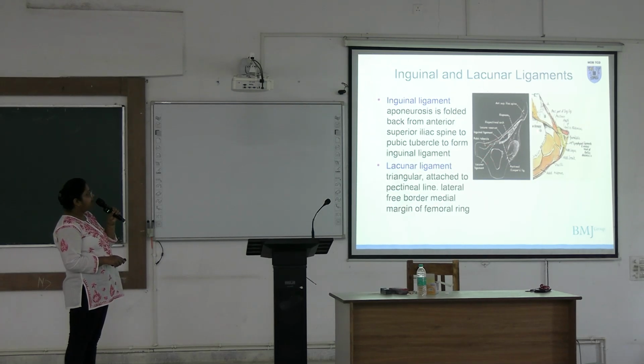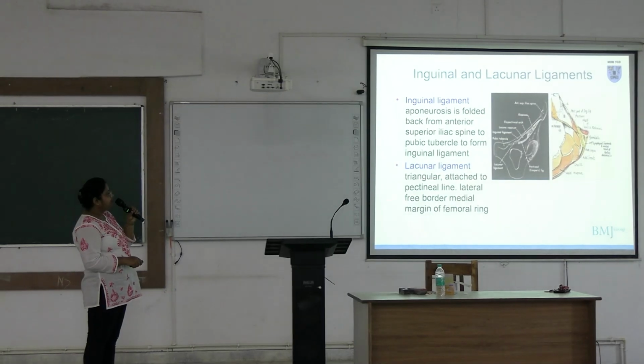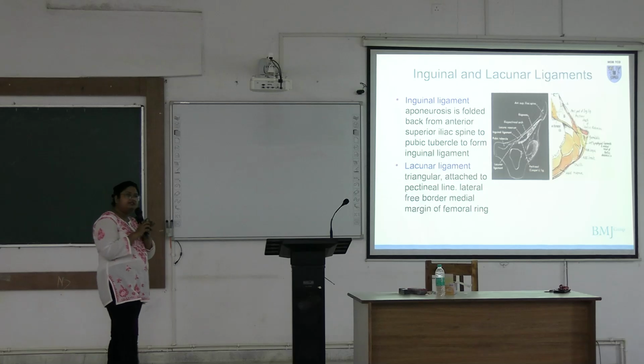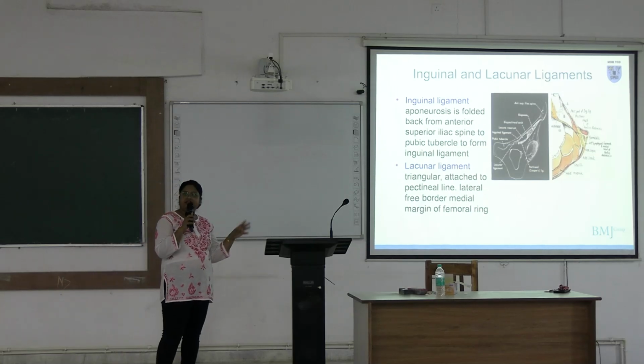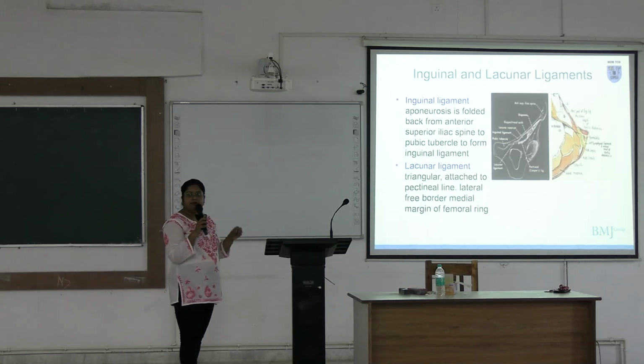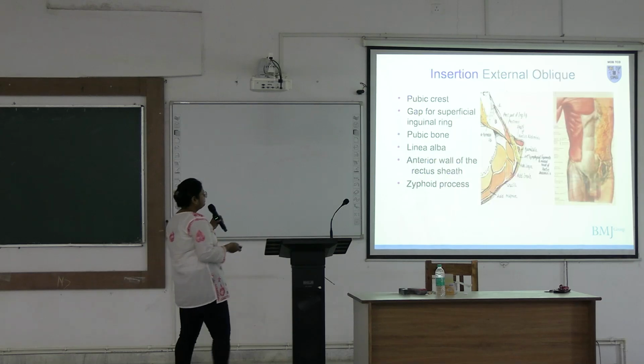See, this triangular ligament, this is lacunar ligament. Okay, apex of the lacunar ligament is attached at the pubic tubercle, and base is free, forming the boundary of the femoral sheath. Okay, so lacunar ligament is triangular, attached to the pectineal line. Here it is attached over the pectineal line, and lateral free border is forming the medial margin of the femoral ring. You have got this term during femoral sheath, lacunar ligament, boundary of the femoral ring.